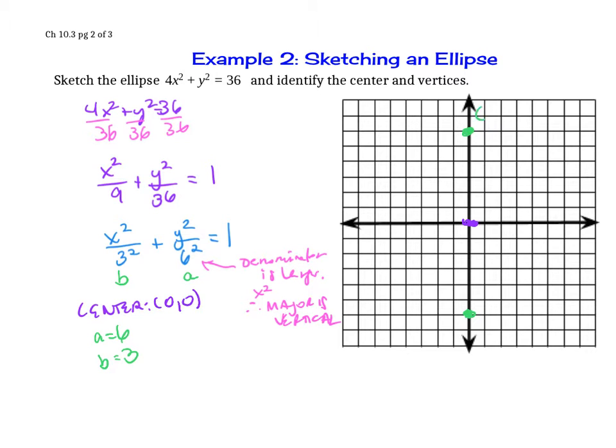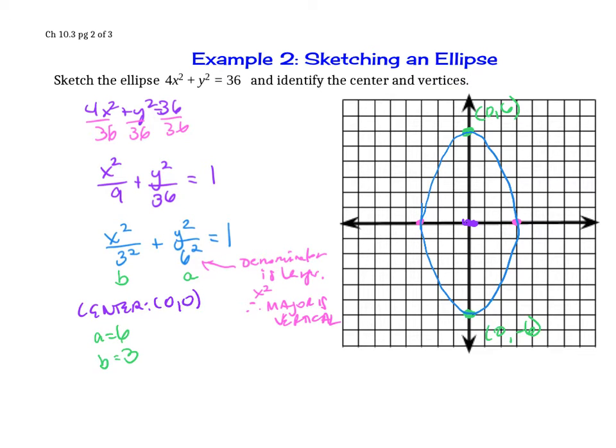We can label that this is x is 0, y is 6, and this is x is 0, y is negative 6. And then b is 3, so 3 away from the center on the left and right. Those are our minor vertices. And then we can sketch this graph, or oval, or ellipse.